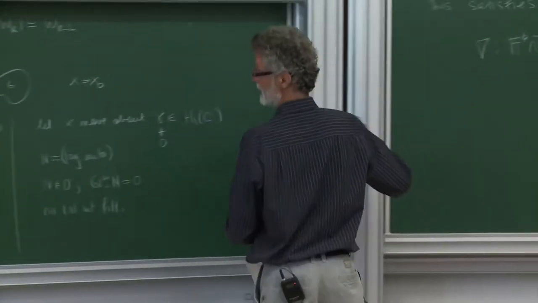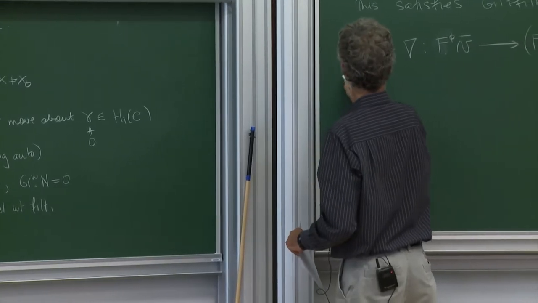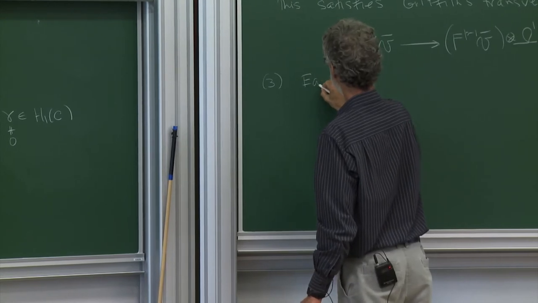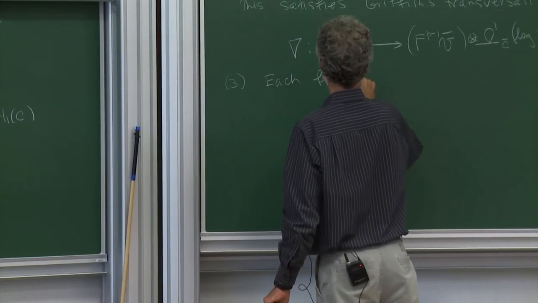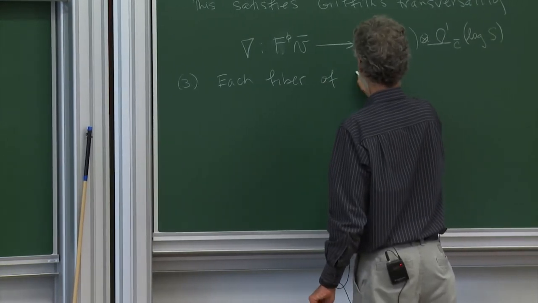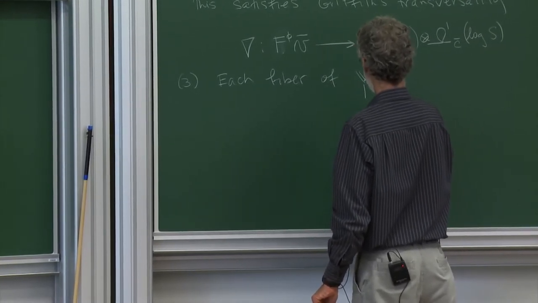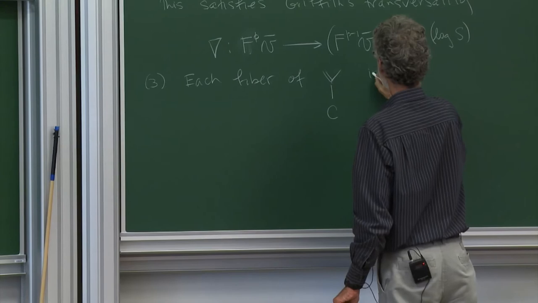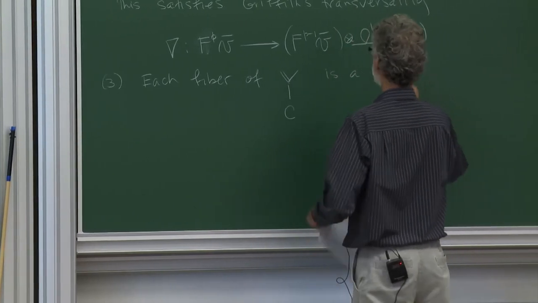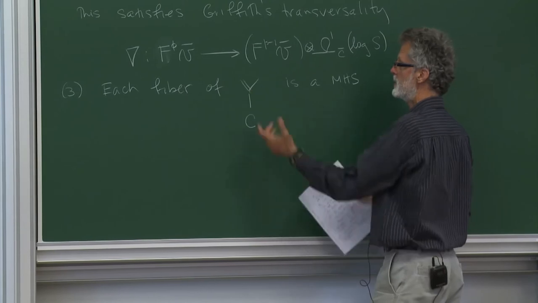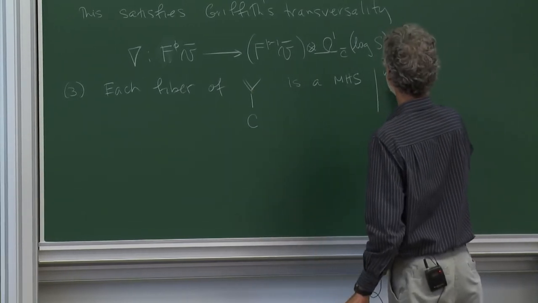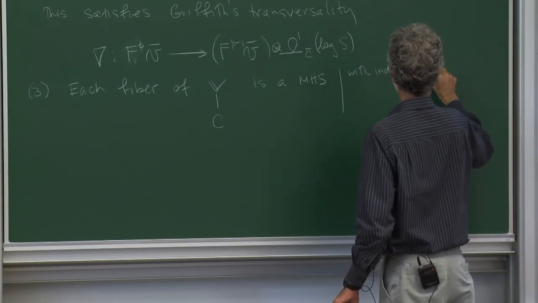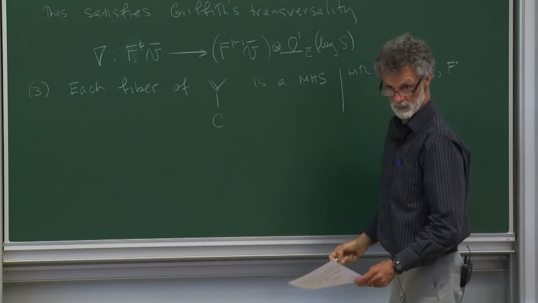Okay, and so the next thing is the obvious condition here. We need that fiber by fiber we get a mixed Hodge structure. So each fiber of, say, V over C is a mixed Hodge structure. So it gets its rational structure from the Q-local system, with induced Hodge and weight filtrations.